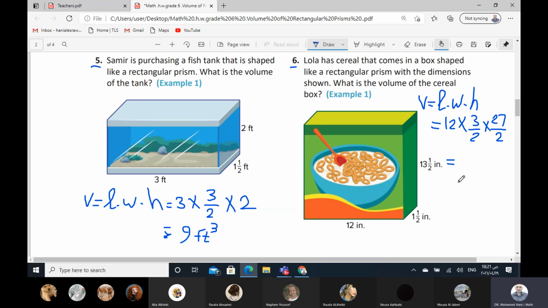Who can help me to find the product? Mr., is the answer 243? Great, 243. Thank you. 243. And what is the unit? Who can tell me what is the unit here? In cubic inches. Inch cubic. Great.